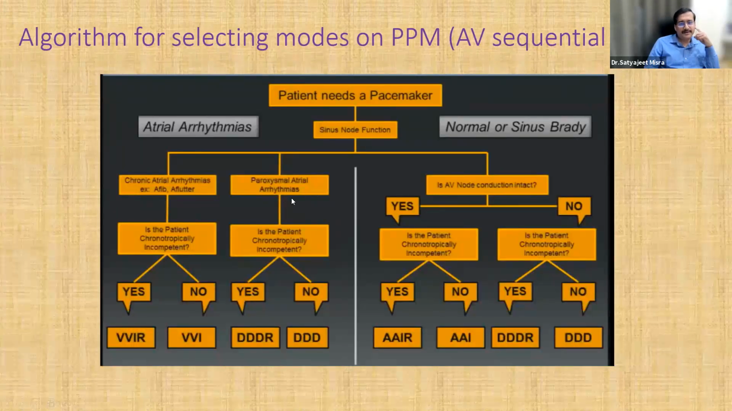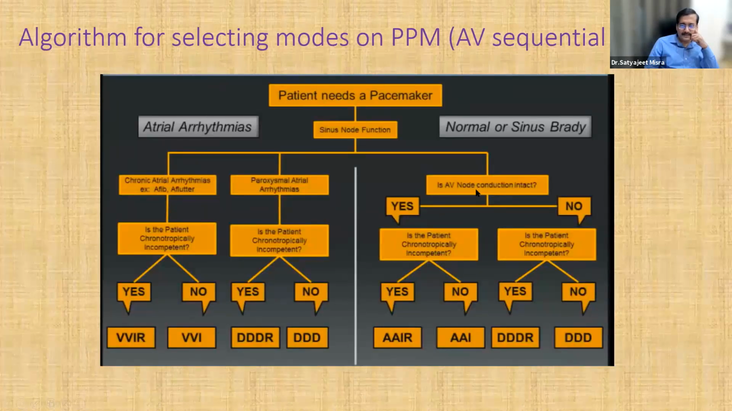If the patient is having paroxysmal atrial arrhythmias, that means PSVT or something like that, again, if the patient is having rate incompetence, you put in a dual chamber pacemaker with rate responsiveness. If the patient is not having rate incompetence but has paroxysmal atrial arrhythmias, you put in the simple dual chamber pacemaker.